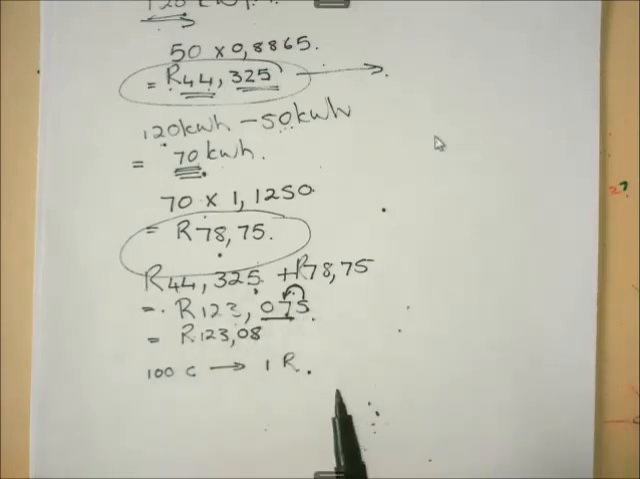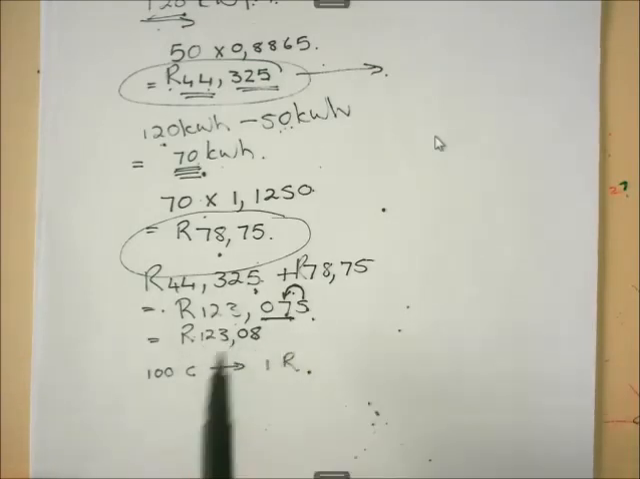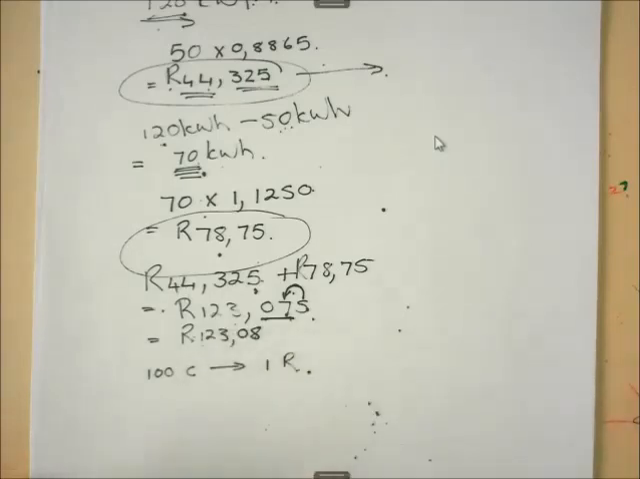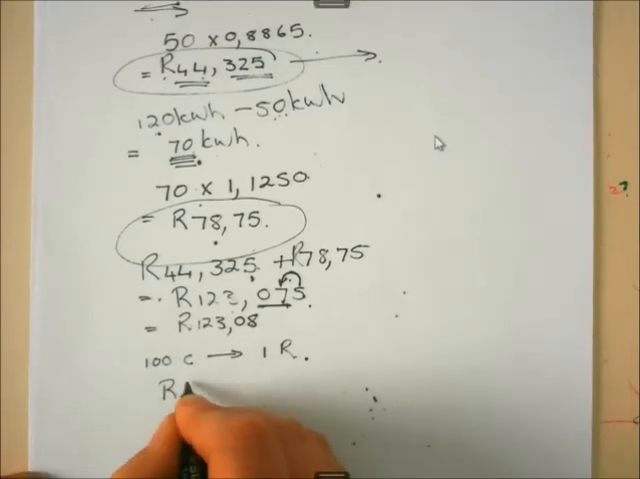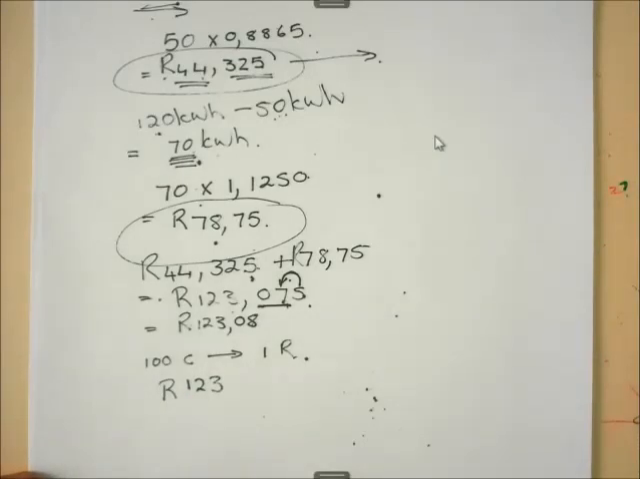If they say to you, give it to the nearest rand, it means you mustn't include cents. So you must decide, is 123 rand 8 cents closer to 123 or closer to 124? Can that 0 make the 3 the next number? No. So if I must give it to the nearest rand, you will just write 123 rand.